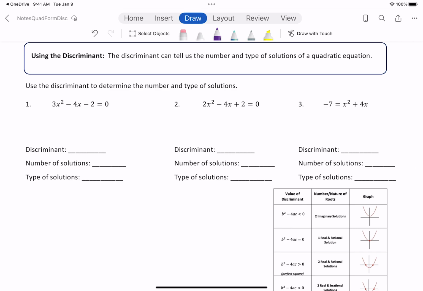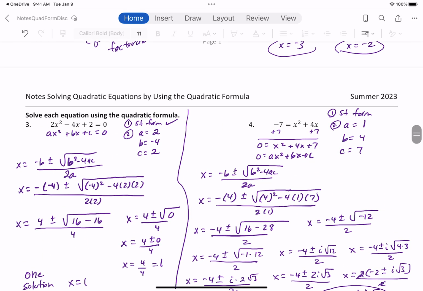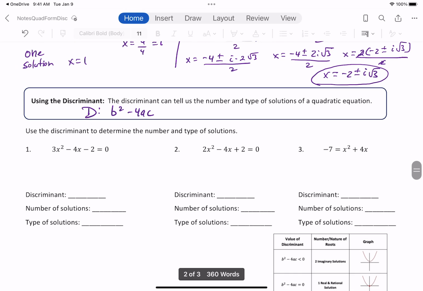So the next thing that we're going to look at and talk about is this thing called the discriminant. The discriminant is used to tell us the number and type of solutions that a quadratic equation is going to have. The discriminant, I'm going to call it D, is b squared minus 4ac. So if you notice from our quadratic formula, that b squared minus 4ac is the part of the quadratic formula that's under the radical.